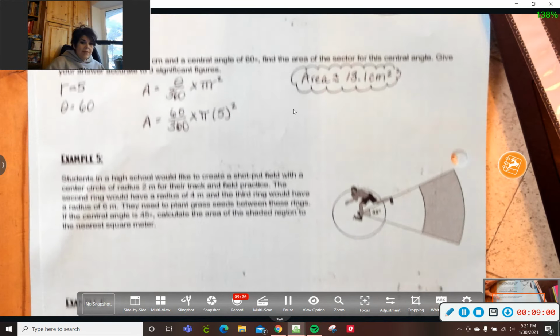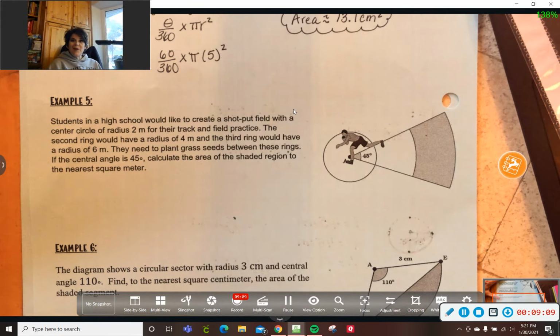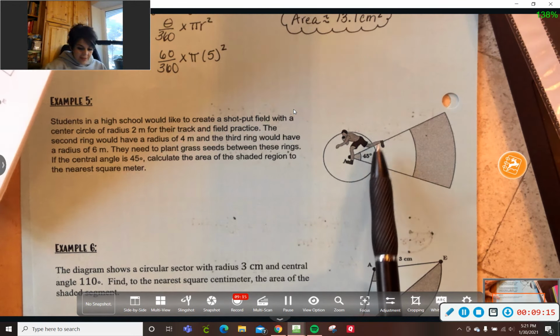All right, example 5. You can pause it, whatever you need. Students in a high school would like to create a shot put field. Oh, this was a really fun problem. I really like this one. A shot put field with a center circle of radius 2. And anybody that's done track, you know these dimensions.